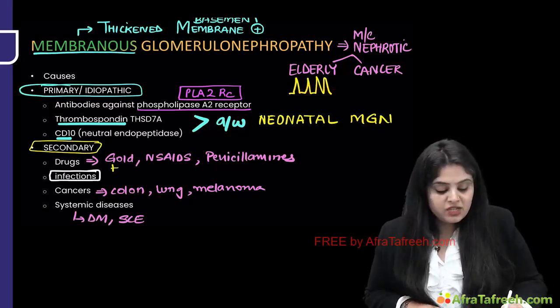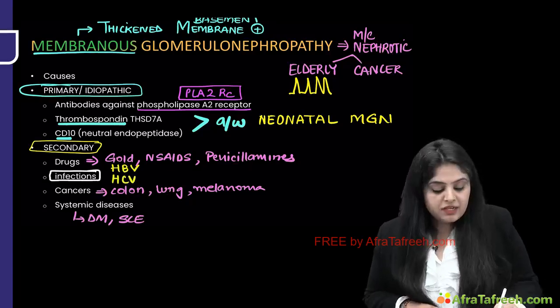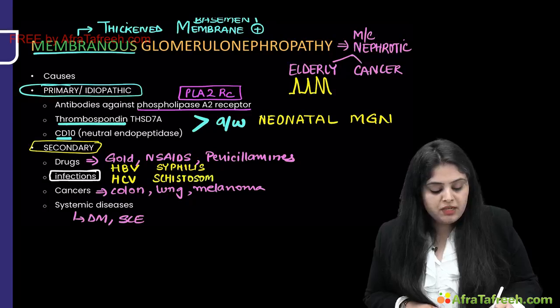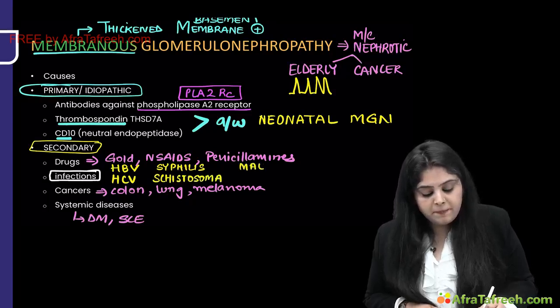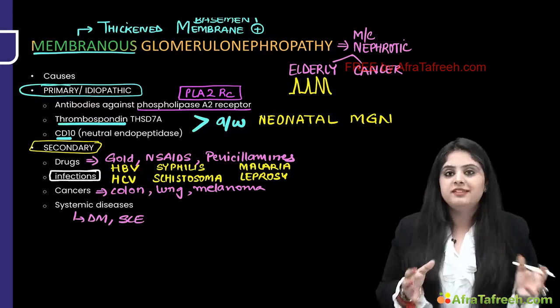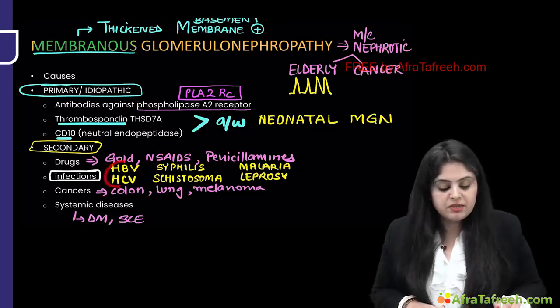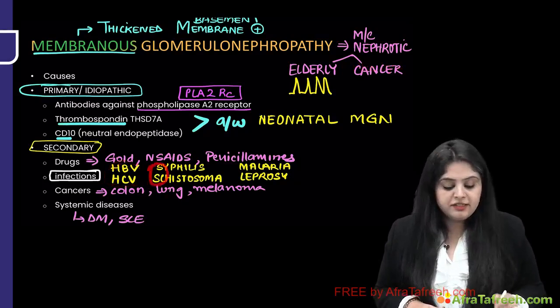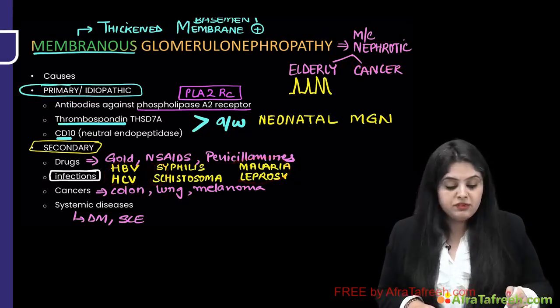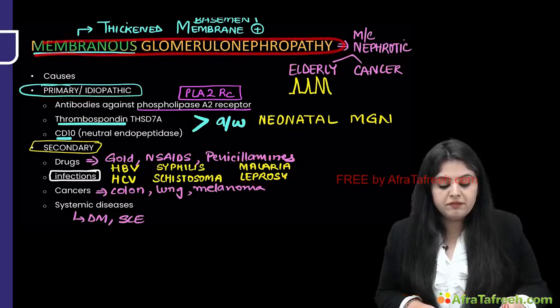First, we'll start with the H and H, that is hepatitis B virus and hepatitis C virus. Then the S and S, that is syphilis and schistosoma, and finally malaria and leprosy. So again, like I said, this is already a concise list. Don't select out of it. Repeating, the 2 hepatitis, B and C, then syphilis and schistosoma, and finally malaria and leprosy. These show you membranous glomerulonephropathy.